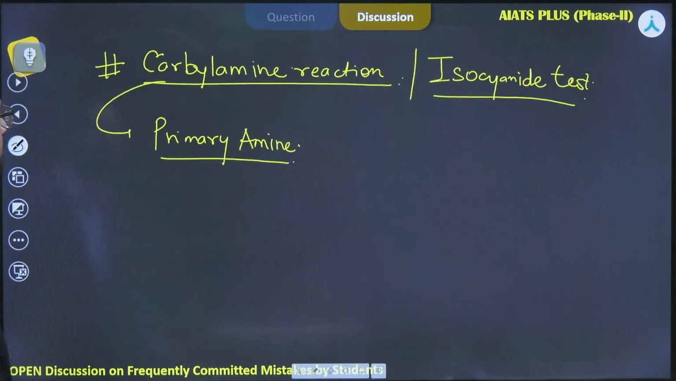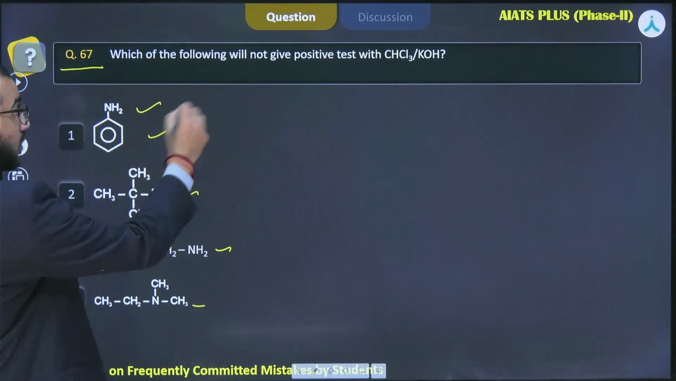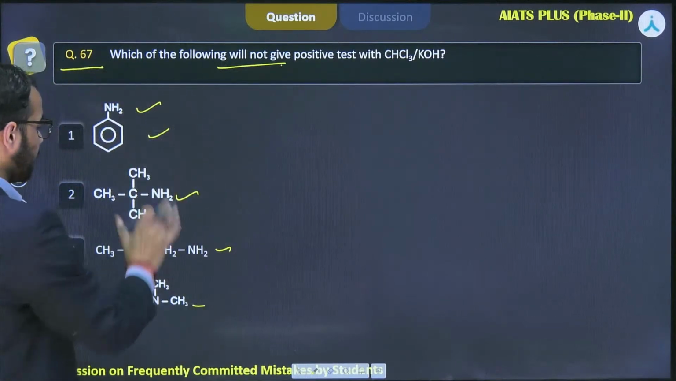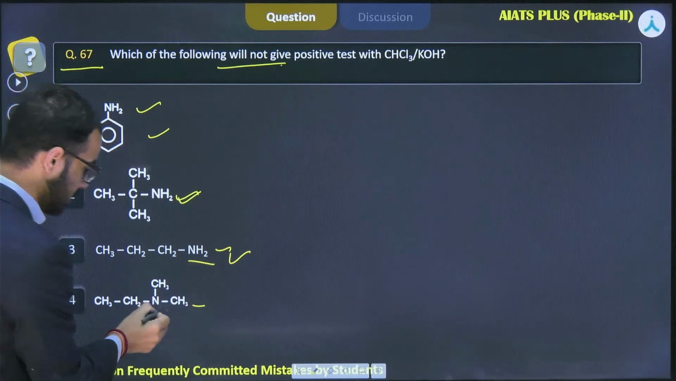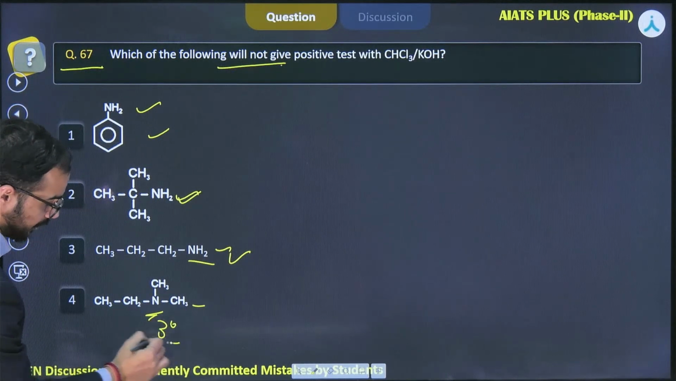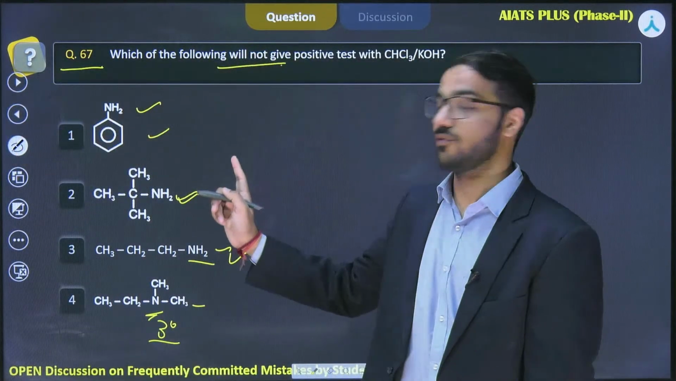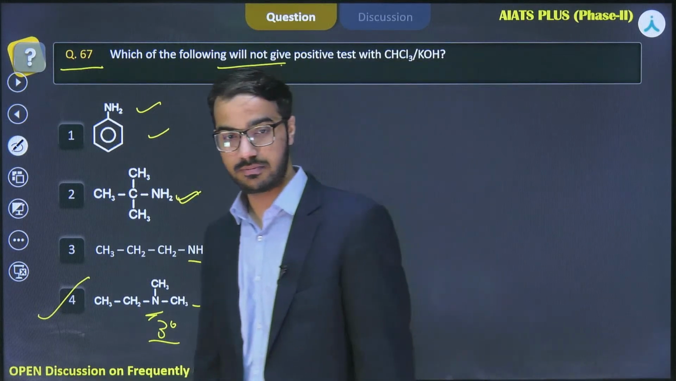Moving back to the question part, this is a primary amine, so it can give, and you have to identify which will not give the positive test. So this will give, this will also give, this is also primary, it can also give. This is a tertiary amine, so it will not give the carbylamine reaction. So this is the correct answer to this question.